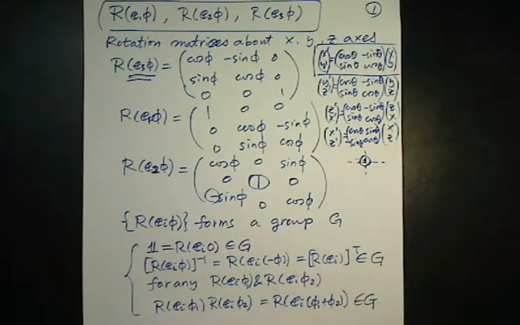First, let us consider the rotation matrix for finite rotation about a fixed axis. Look at these three matrices extended from the two-dimensional rotation.